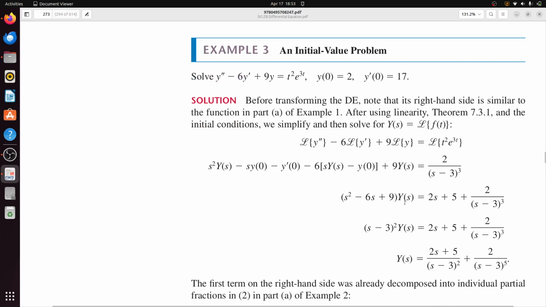So you just combine the like terms, and you get s square minus 6s plus 9 into Ys equal to 2s plus 5 plus 2 by s minus 3 whole cube.